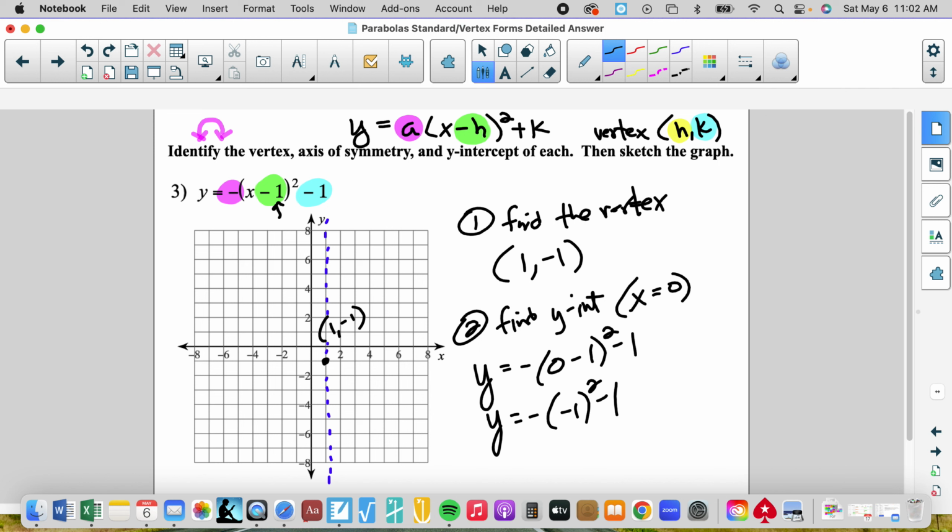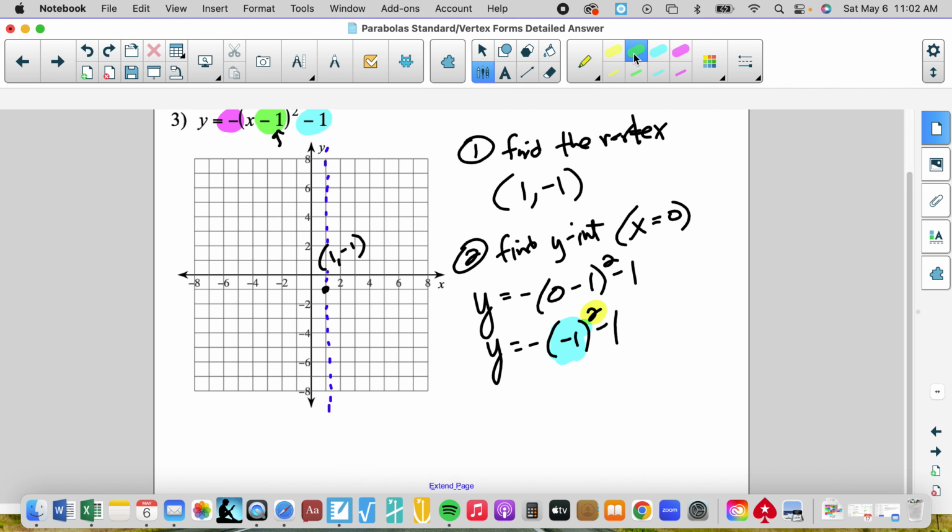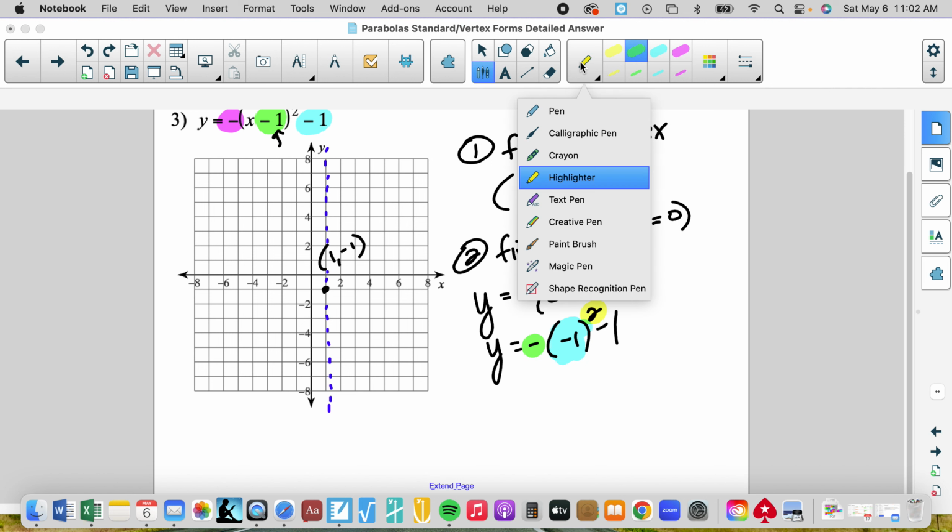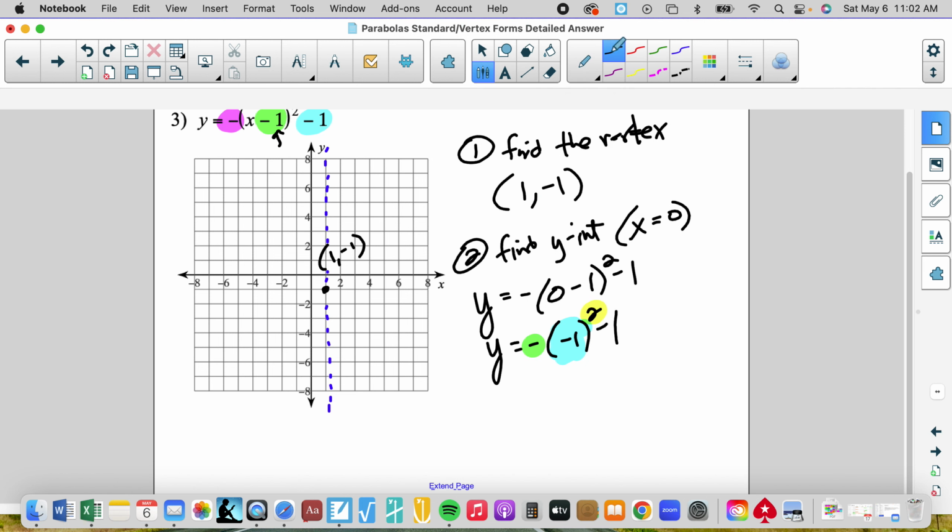Ooh, notice this one too. This time we see our exponent is 2, but this time our base is -1. So we're squaring -1, and this negative is different from the negative outside. So we're going to square -1, which is 1, and then we're going to pull down this negative, and we get -1, so we get -2. So my y-intercept is (0, -2).